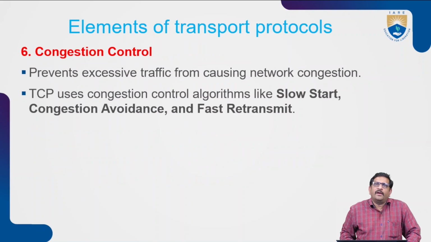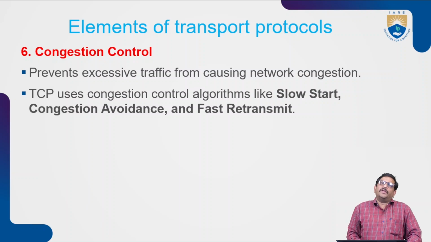Congestion control. Congestion control is another element of the transport layer protocol. Generally, congestion occurs whenever there is overload in a network, whenever the data being transmitted over the network is overloaded or overwhelming. In these cases, congestion will arise. Here the aim is preventing excessive traffic from causing network congestion.